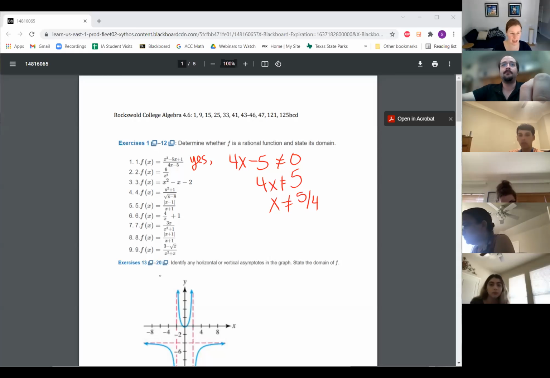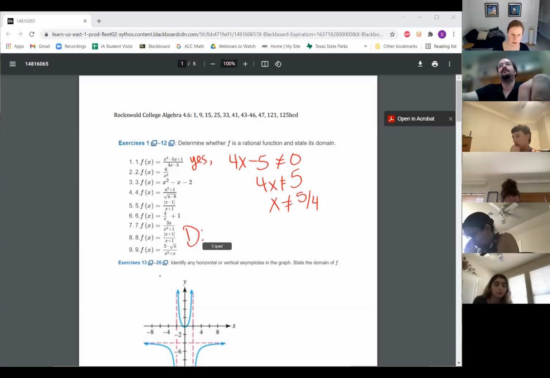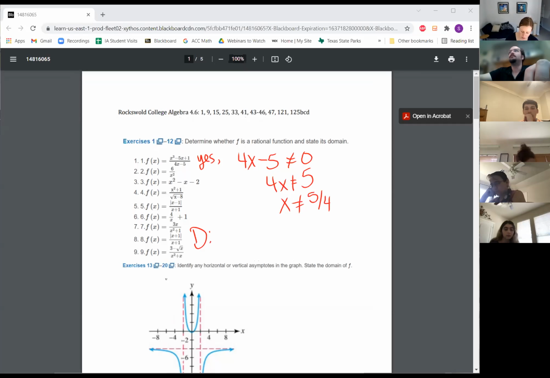So we can put in any x except for 5/4. So can you try to write the domain based on that information? Yeah. Is it like the union thing that we were doing? We are going to have parentheses and stuff. Yeah, and a union. If it helps, you can also draw a number line.